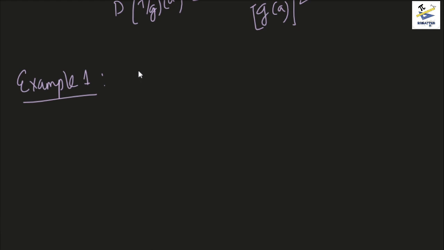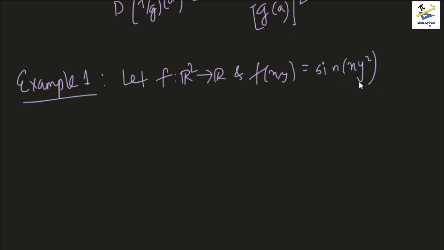Example 1. So let f be a function from R squared to R, defined by f of x comma y, so it's a two-dimensional function given by sine of x y squared. Okay, so find df of a comma b. So we need to find the derivative at the point a comma b.